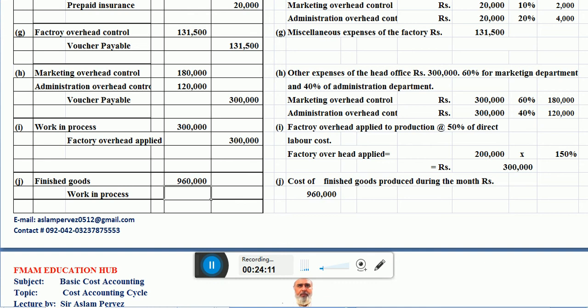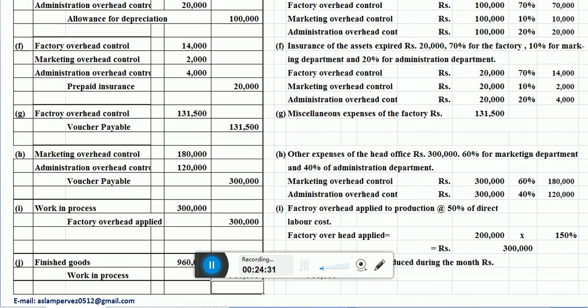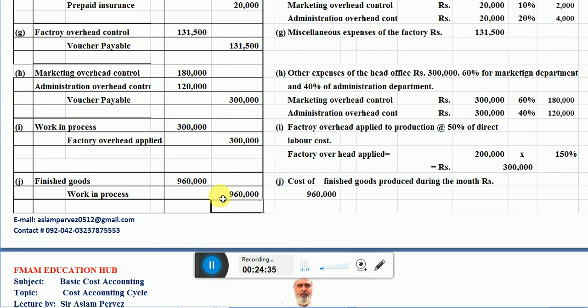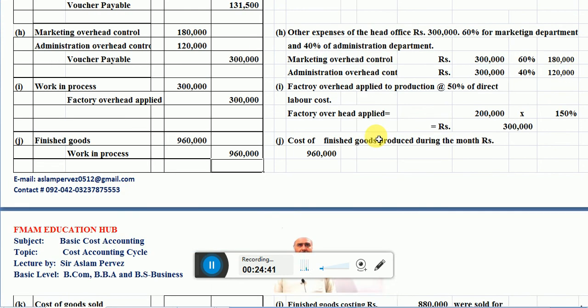Students, the working process is credited here, because first the working process is debited everywhere, and at the time of completion of production the working process is converted to the credit form here. This is 9,60,000 rupees here. Now students, this is the entry against the cost of finished goods produced during the month. Now to move to the next transaction here.